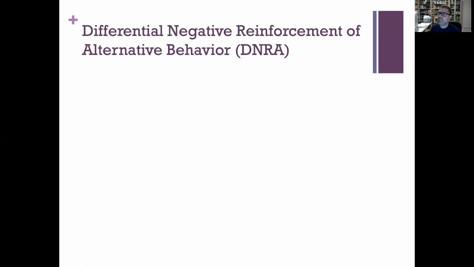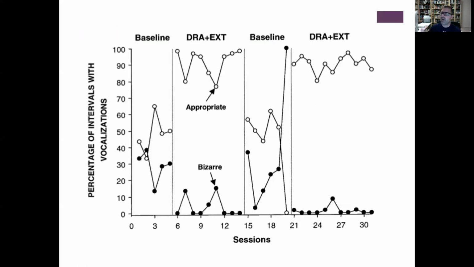Now, this example is differential reinforcement of alternative behavior in which the reinforcer was a positive reinforcement, right? So behavior produced attention, that's positive reinforcement. So now you deliver attention to the appropriate behavior and you put the inappropriate behavior under extinction.